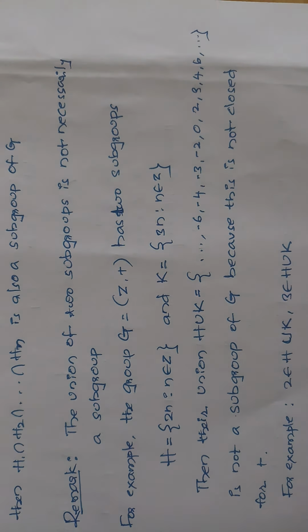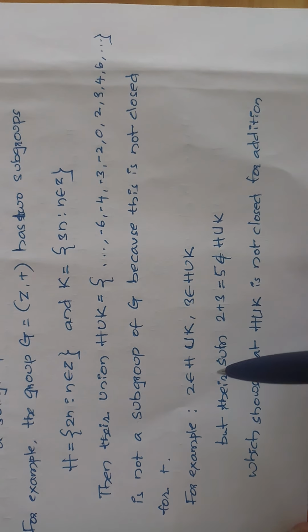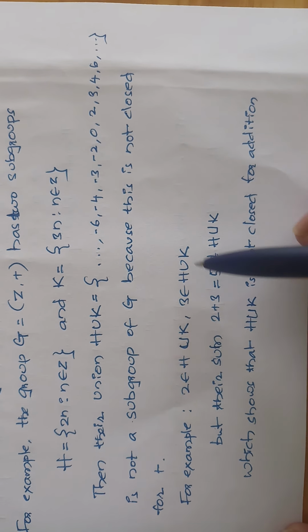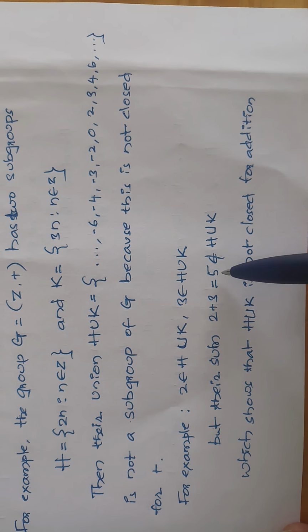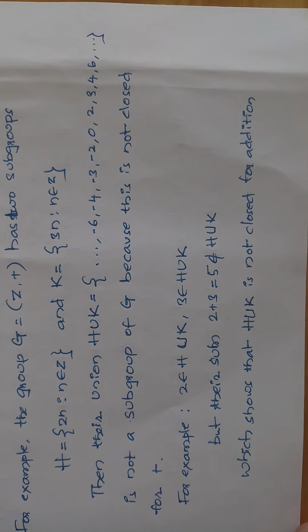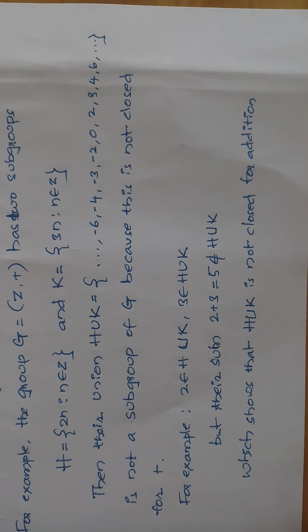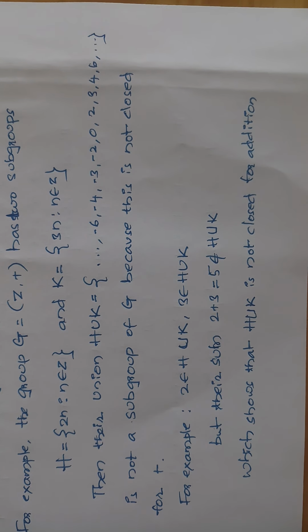Therefore union of two subgroups is not a subgroup. So for example, 2 belongs to H union K and 3 belongs to H union K, but their sum 2 plus 3 is equal to 5 doesn't belong to H union K, which shows that H union K is not closed for the addition. Therefore union of two subgroups is not necessarily a subgroup.